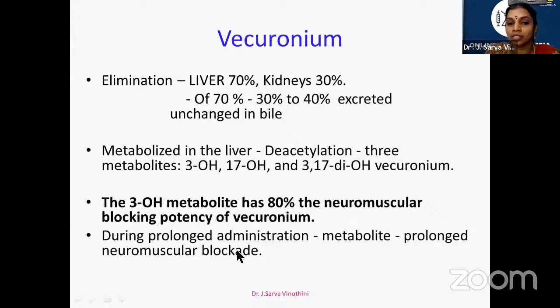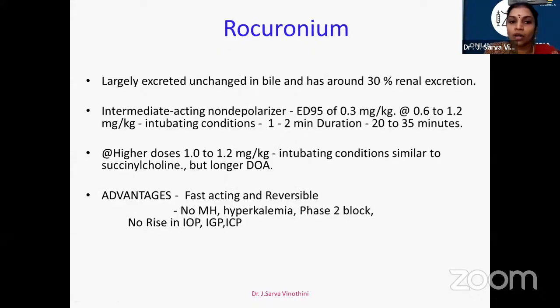Because when you administer vecuronium for a prolonged time as an infusion, or in the ICUs for days together, this metabolite will be the main reason for the prolonged neuromuscular blockade that is occurring. Rocuronium is largely excreted unchanged in bile. It is an intermediate-acting non-depolarizer with an ED95 of 0.3 milligram per kg.